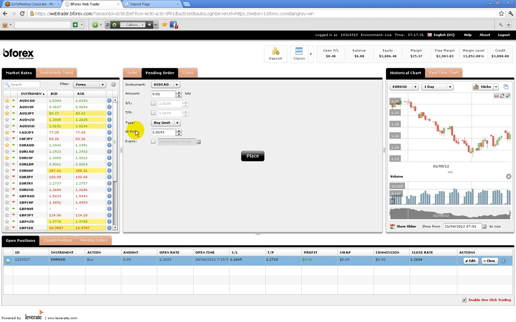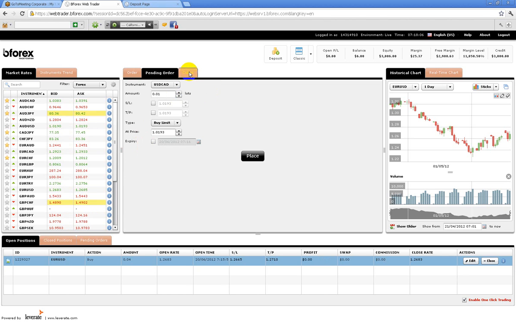Now, we have the price. We choose the price at which rate we want the position to be opened, and the expiry, the expiration date on which the order will expire. And then we click on place. By the way, for more information about pending orders, feel free to ask me by email or ask your financial advisor, so that he can explain and advise you on which pending order you should take.